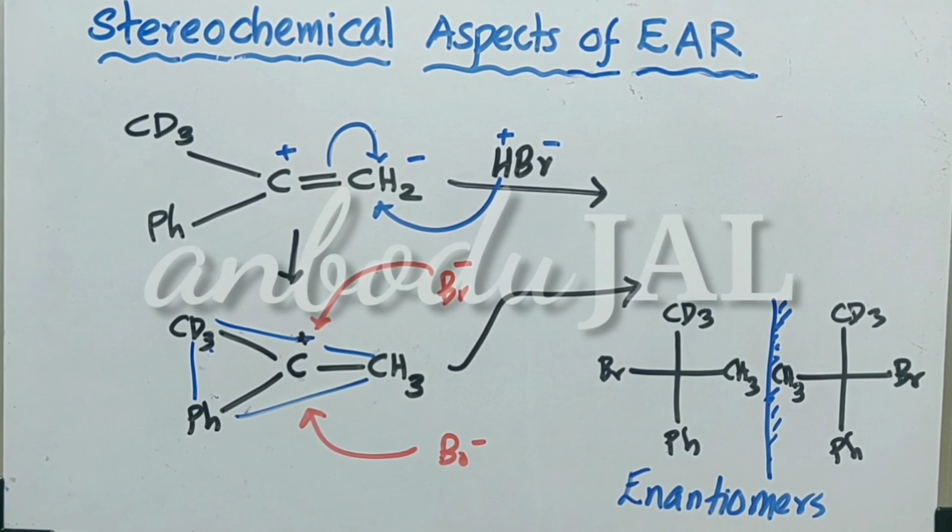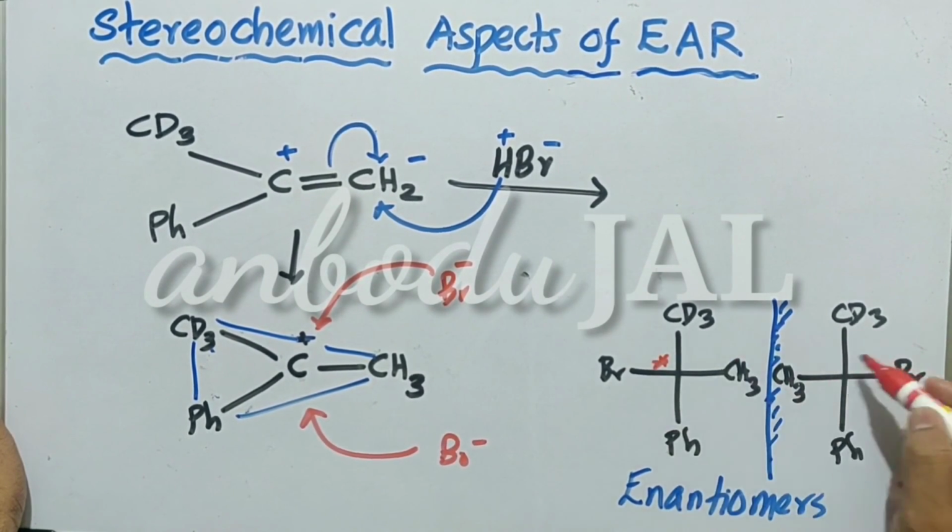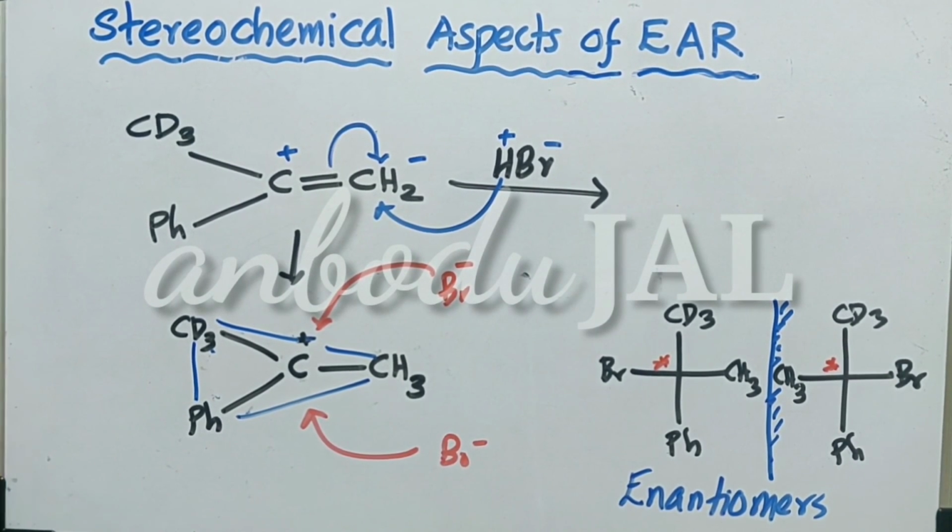So you should understand this one. That is, Br minus can approach the C plus. This carbon is a chiral carbon, so they are optically active also. Okay.